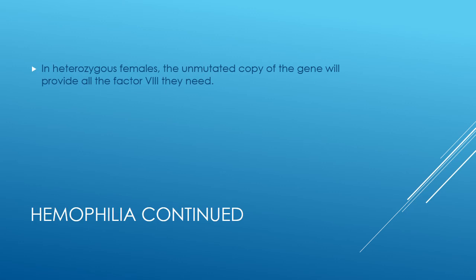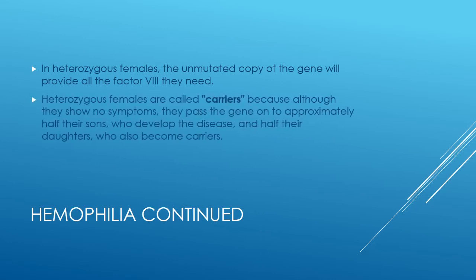In heterozygous females, so if a female has a problem gene on one X but has a normal gene on the other X, the normal gene will produce enough of that clotting factor so that the girl is able to clot properly and prevent themselves from bleeding out. But because they actually have that bad allele on that one chromosome, they're considered to be carriers. Okay, they don't show symptoms, but they're able to pass that allele on to half of their sons. And so they can actually cause somebody else to have the disease. All right, so they're known as carriers.